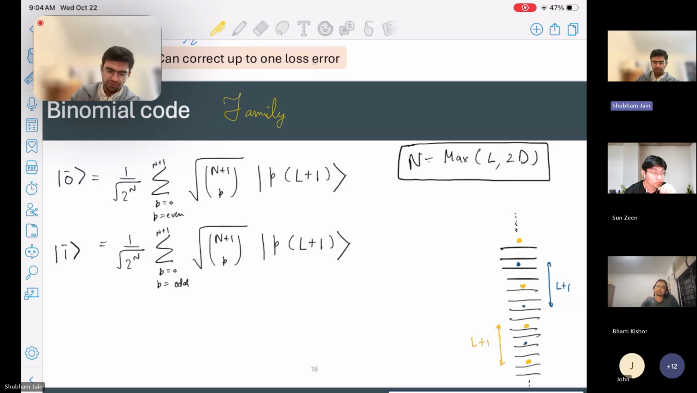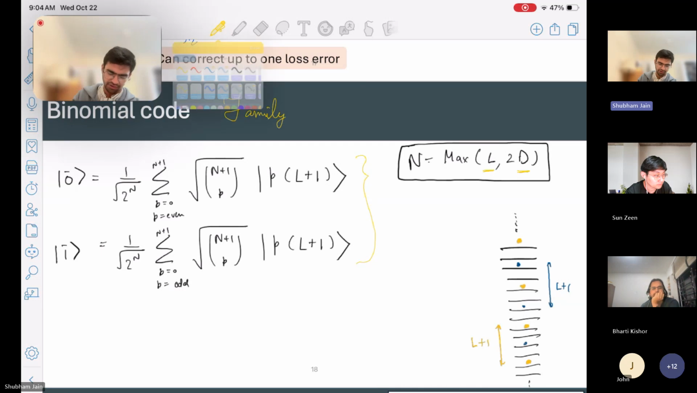Yeah, so there's a whole family called binomial codes. I forgot to put the citation here. Maybe I'll send it in the Discord later. But yeah, given any amount of losses that you want to correct and any amount of dephasing that you want to correct, you can create a binomial code in this way. And this is a very deterministic recipe. You can just write down, like I have written down these expressions exactly.